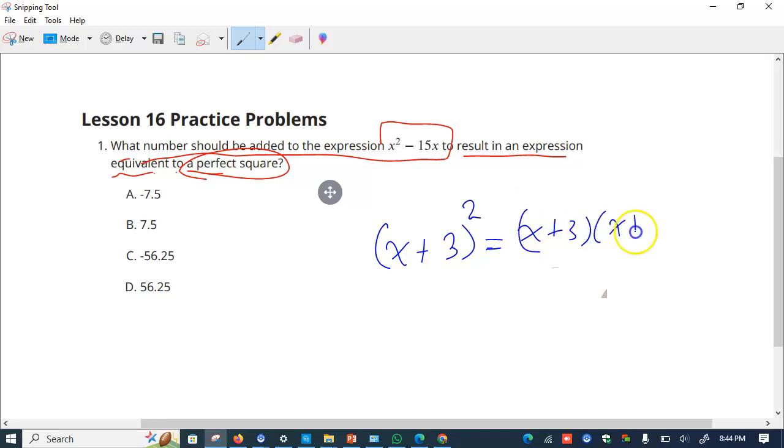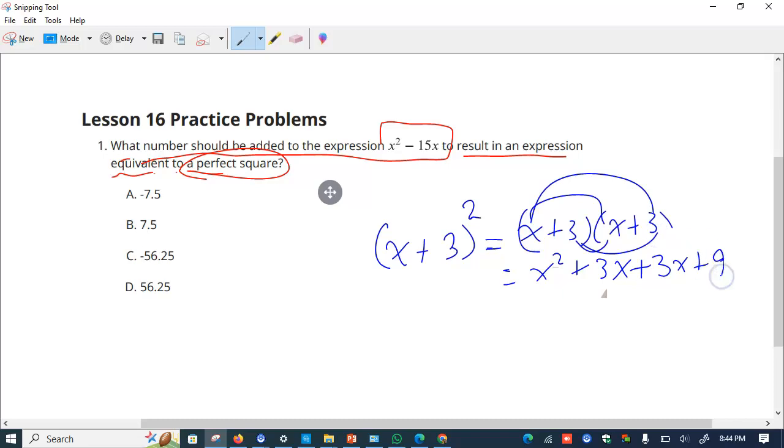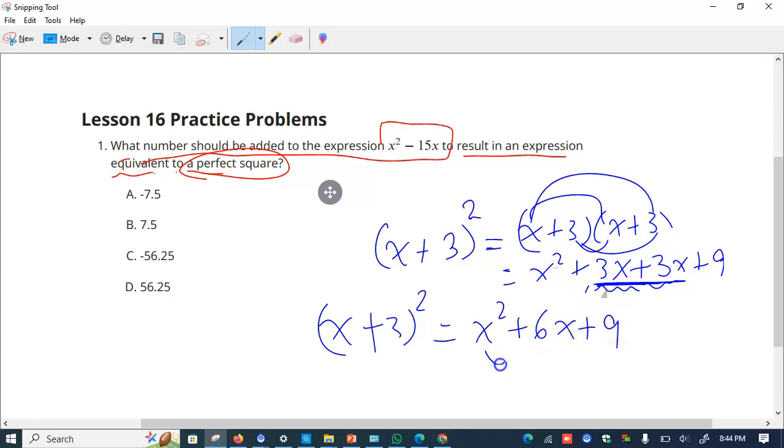When you multiply x plus 3 and x plus 3, you get x squared, and then x times 3, you get 3x, then 3 times x, again 3x, and then 3 times 3 is 9. So watch this. This 3 is added twice, 3 plus 3. So what we get is x plus 3, the whole square, is x squared plus 6x plus 9. So that means this is called a perfect square.